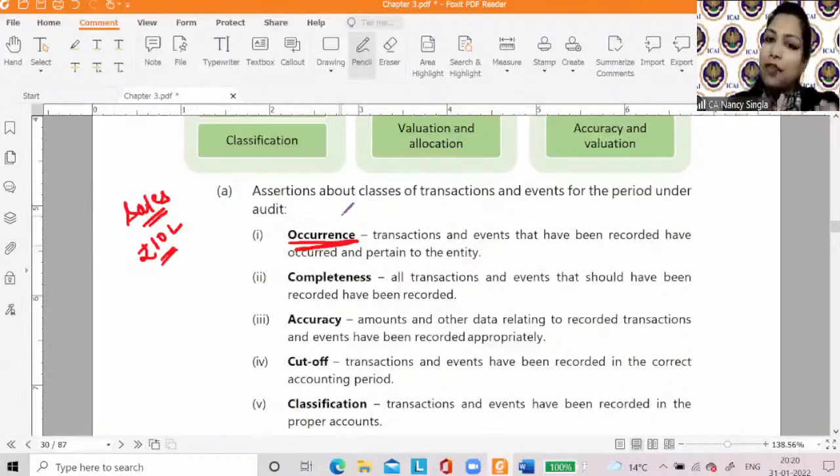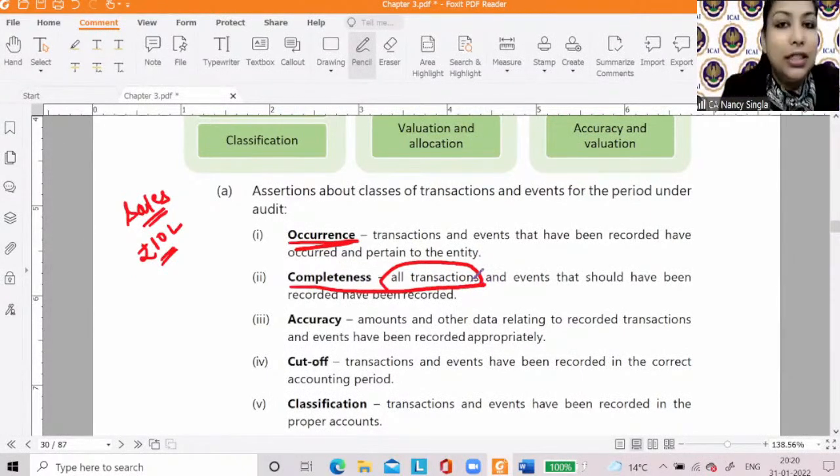It is not the case that they have not occurred and management has still shown them. If you are implying something, you are assuming something, you will think straightforwardly that what management has shown has actually occurred. Completeness: that this 10 lakhs consists of all the transactions, all the sales that have taken place during the year. So this is the completeness assertion.